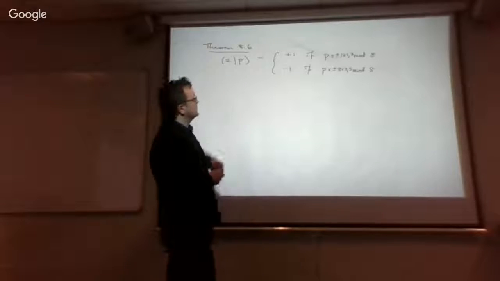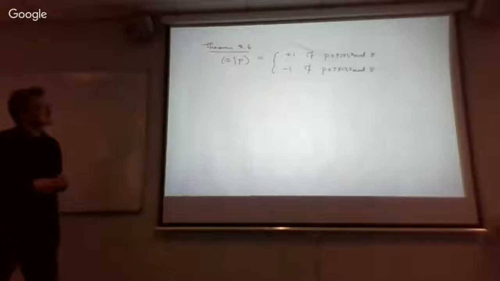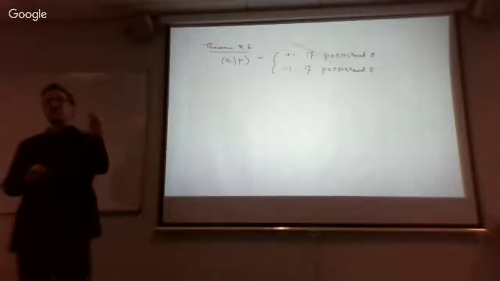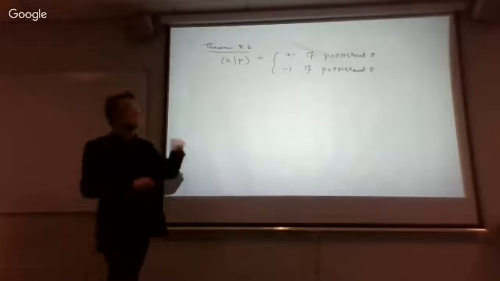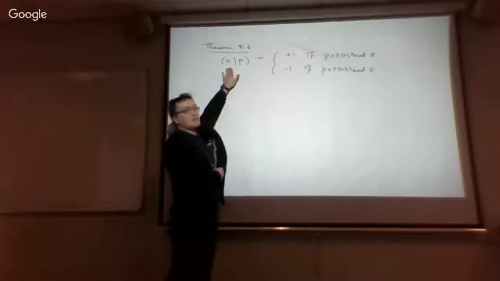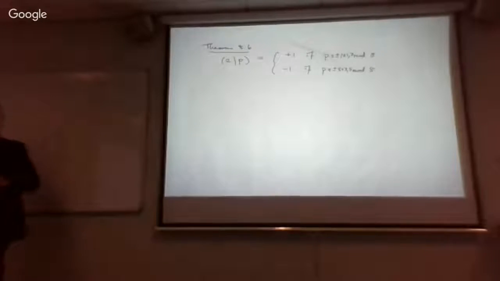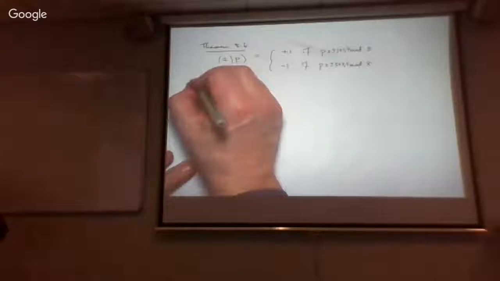That's the structure of the result. The status of p modulo 8 tells you exactly whether 2 is a quadratic residue, that is, what the Legendre symbol (2/p) is.